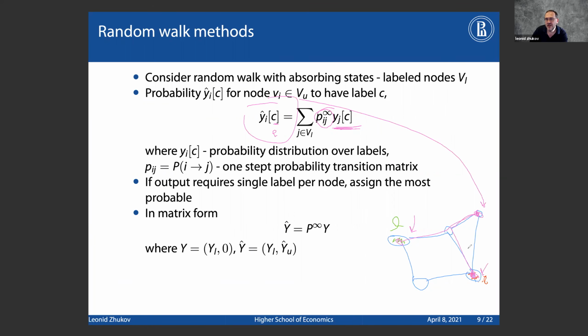I calculate all the random walks that end up on the red nodes, and that's where they're absorbed. If I want to calculate the probability of this node to have green label, then I calculate all the random walks that end up on the green node, all those probabilities times the probability of that node to have green label, which is 1, and add this up.